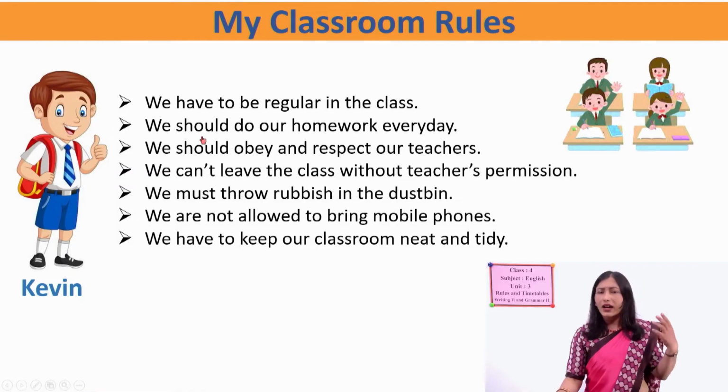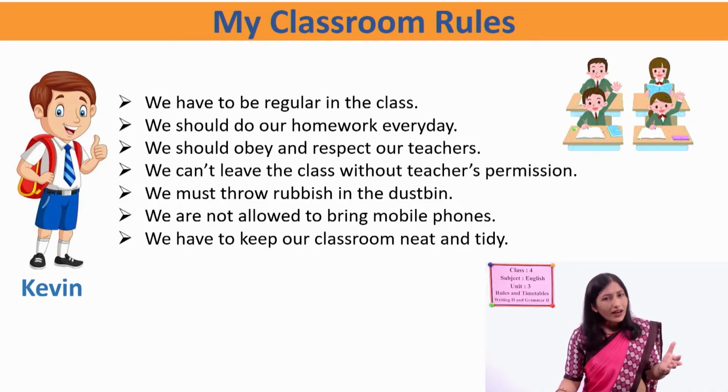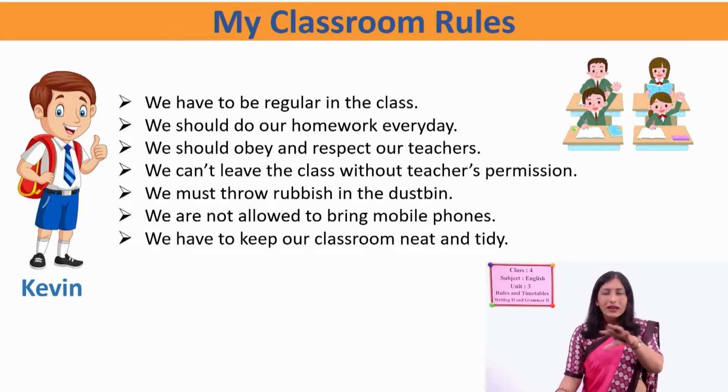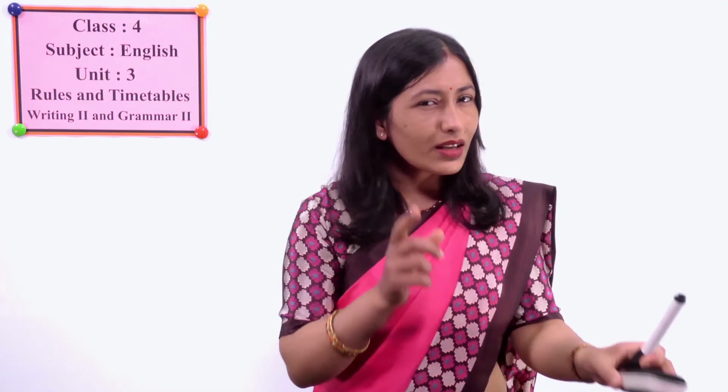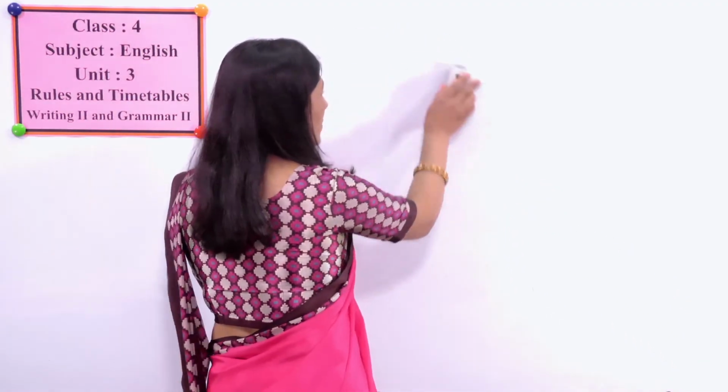And if you can't do something, you can use the negative words like we can't, or I can't, or we are not allowed to do, or we mustn't. You can write we mustn't throw rubbish in the classroom also. You can make rules like that. All right, so can you write? Yes, let's begin. How can you begin writing?